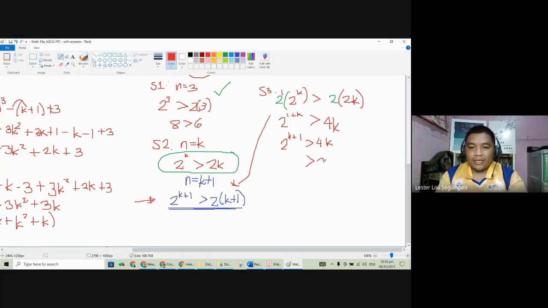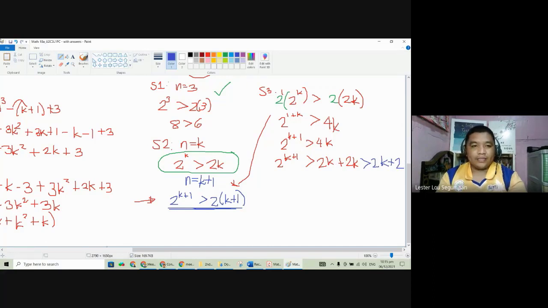4k can be written as 2k plus 2k, and this is still 2 to the power of k plus 1. Now, if we have here 2k plus 2k, definitely this expression is greater than 2k plus 2, because this expression now doesn't have any variable.